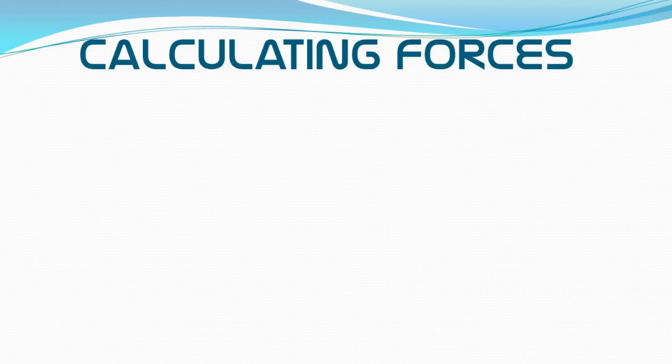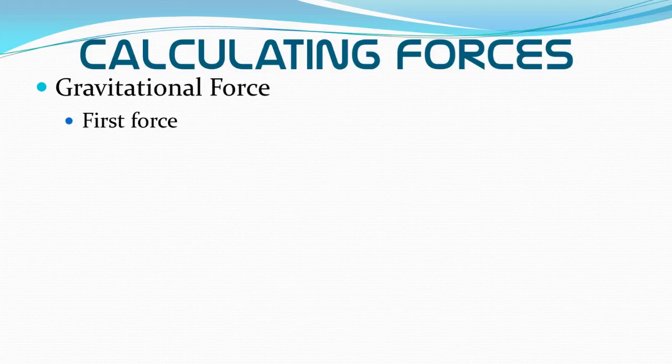Some forces can be calculated using specific equations. Gravitational force is usually the first force you're going to calculate. It's always the first force that you draw on your force diagram. It can be calculated by taking 9.8, which is the gravitational force constant for the Earth, and multiplying by the mass in kilograms of the object.